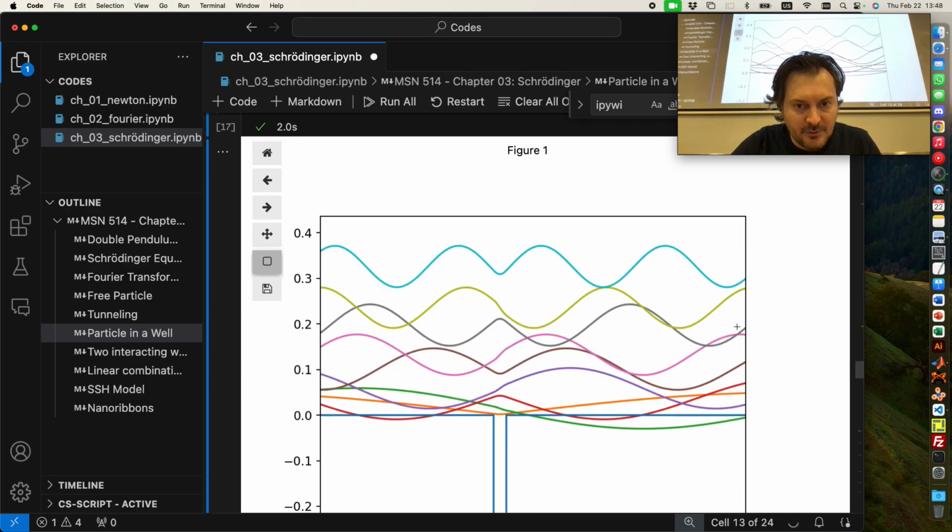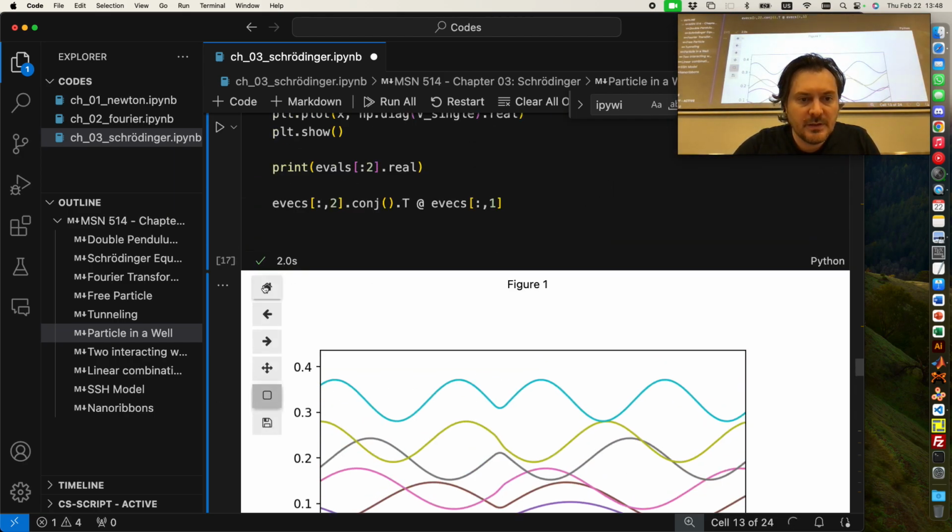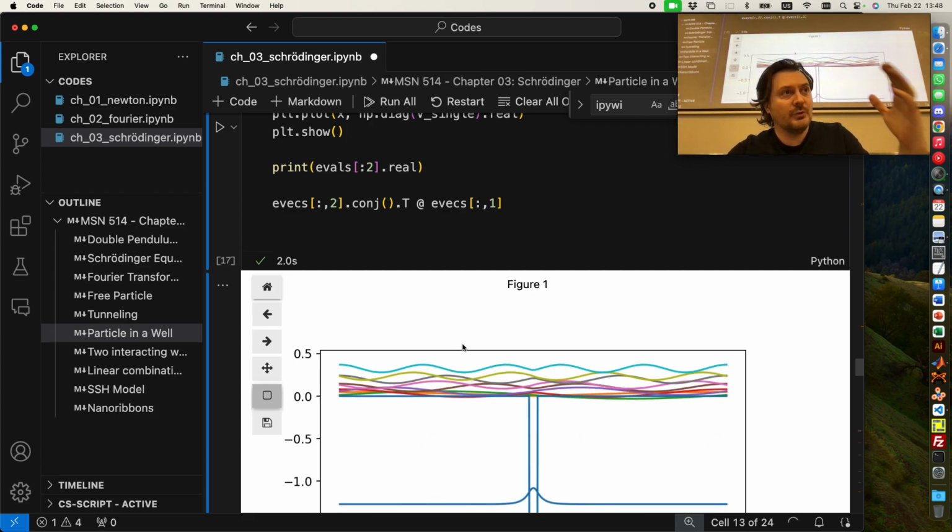Depending on the depth of your potential, you will get a finite amount of bound states and actually an infinite amount of unbound states. Okay? But if you have an infinitely deep well, then all states are bounded. Not important. What is important is, let me tell you what I want you to take away from this.